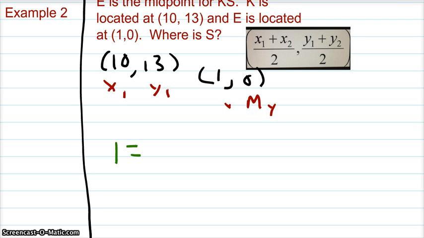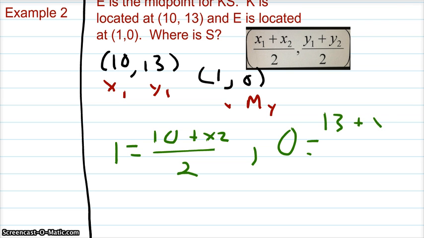So my midpoint x was 1. So 1 equals x1 plus, I don't know what x2 is, divided by 2. And midpoint y, 0, equals y1 plus y2 divided by 2. So then I'm going to solve. So I need to find x2 and I need to find y2.